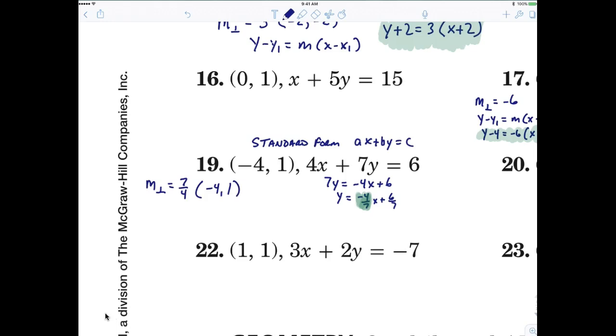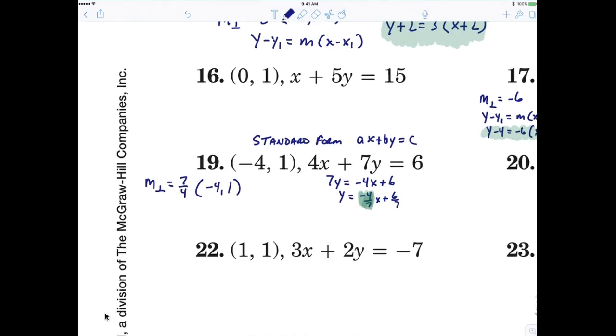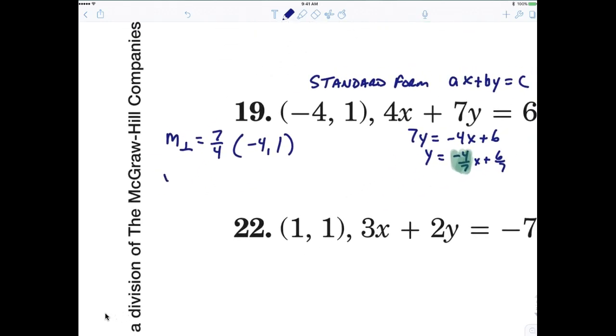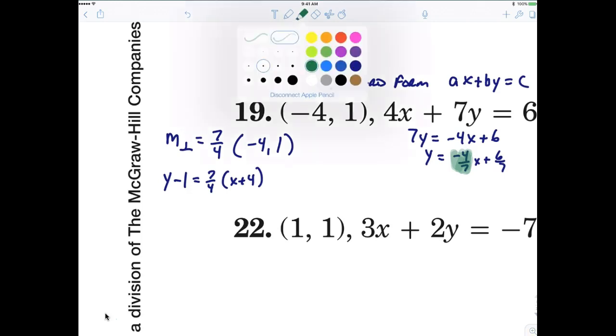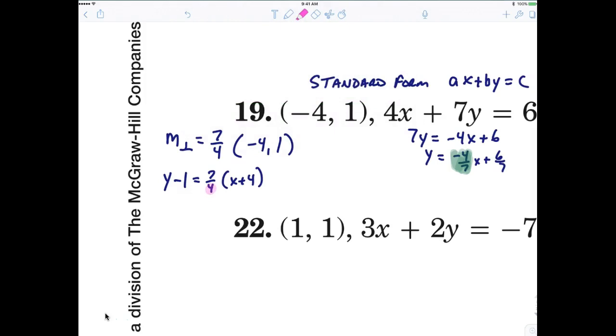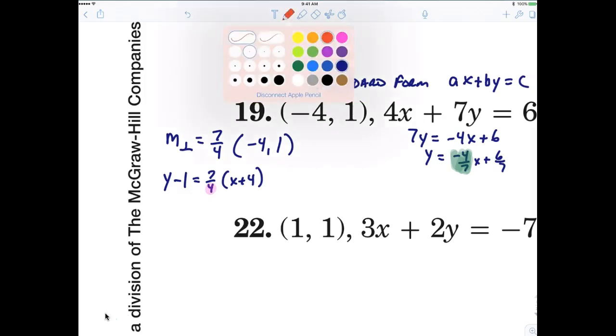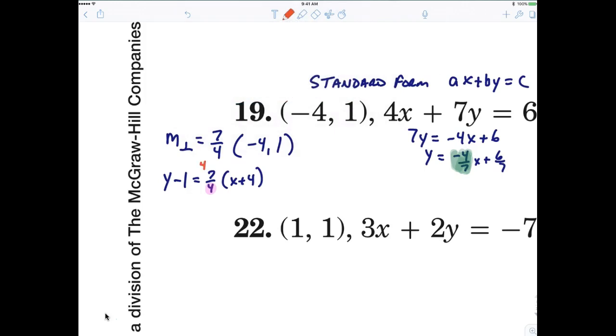So now we can write the equation in point slope form first. y minus 1 equals 7/4 times x plus 4. Now remember, we're going to standard form. In standard form, you're not allowed to have fractions. So I want you to take a look at this 4 down here, and now I need to get rid of it. In order to get rid of it, I'm going to have to multiply both sides of the equation by 4.